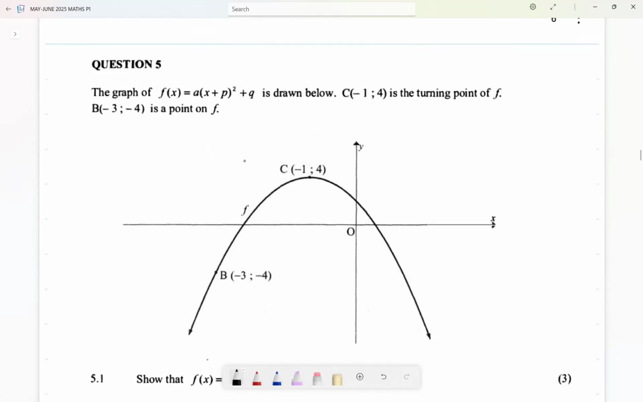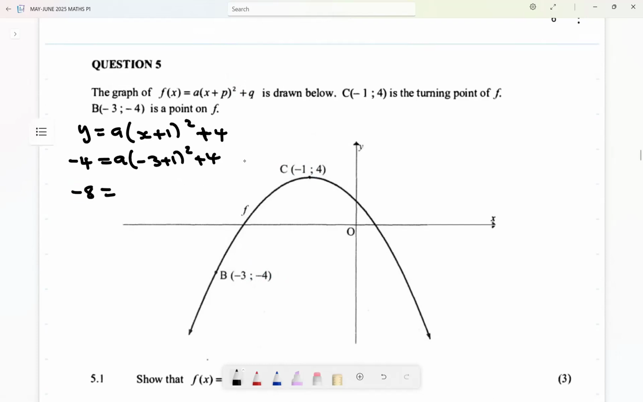So now you're going to say y is equal to a into x plus 1 squared plus 4. If the turning point has a negative here, when it goes there, it's going to be positive. But I'm not done. I need any other point. Any point is negative 3, negative 4, so that I can solve for a. I get negative 4 equals a into negative 3 plus 1 squared plus 4. When I take the 4 to the other side, it's negative 4 minus 4, which is negative 8, equal to negative 3 plus 1, which is negative 2. Negative 2 squared is 4a. And then a will become negative 2.